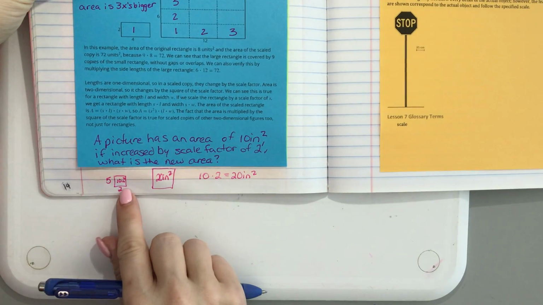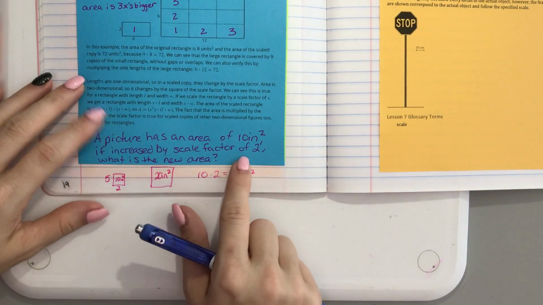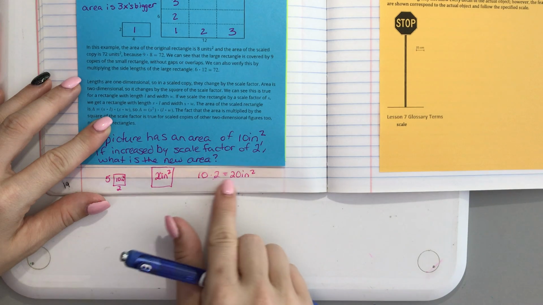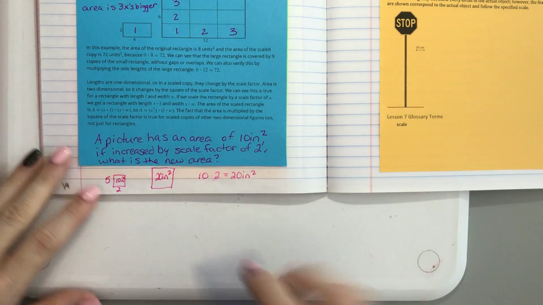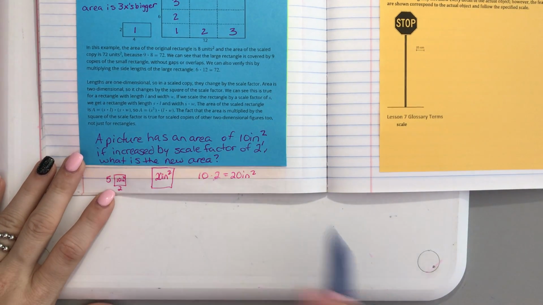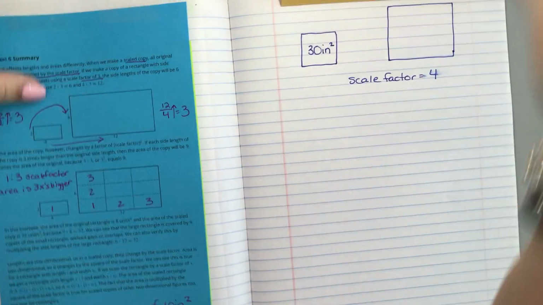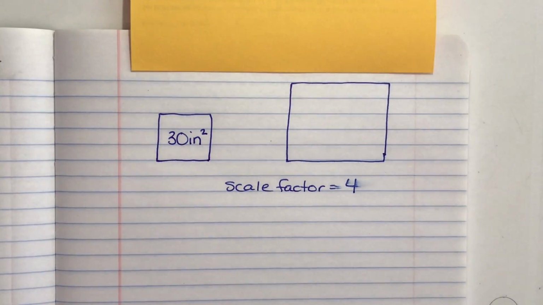Because here at the bottom, it was 10 inches squared as the area. They said the scale factor is 2. So we said that we just multiply it by 2 and get 20 inches squared. But what I need you to realize is we're not just multiplying that number. We need to multiply the area. Okay? So this might make a little bit more sense when you see it broken down.